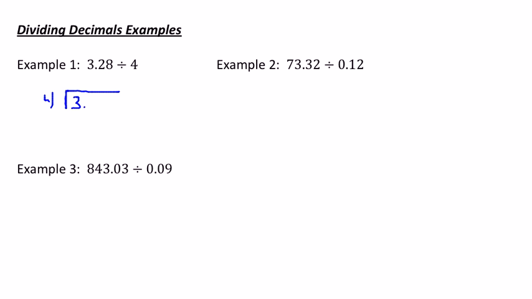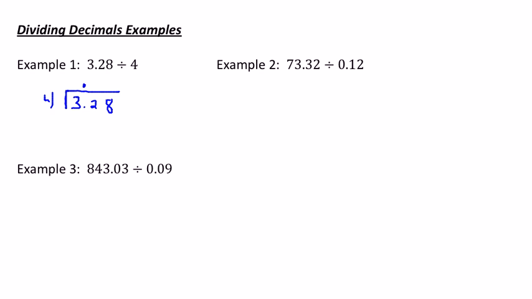The first rule is that if your divisor, or the number you're dividing by, is a decimal, then you have to actually change it into an integer by moving the decimal place or multiplying by powers of 10. Well, in this case, 4 is already an integer, so I don't have to move the decimal place. The second one is wherever the decimal place is in the dividend, which is what you're dividing into, that's where it goes in your answer.